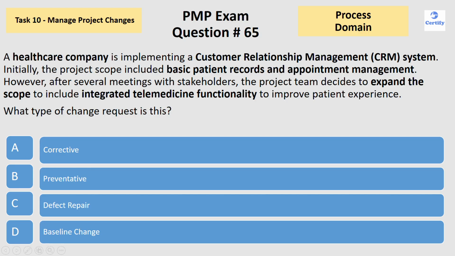A healthcare company is implementing a customer relationship management system. Initially, the project scope included basic patient records and appointment management features. However, after several meetings with stakeholders, the project team decides to expand the scope to include integrated telemedicine functionality to improve patient experience. What type of change request is this?